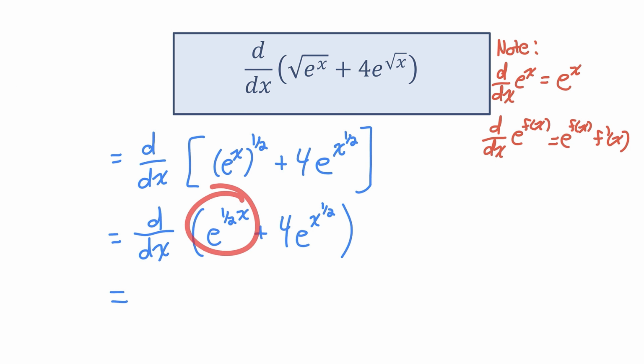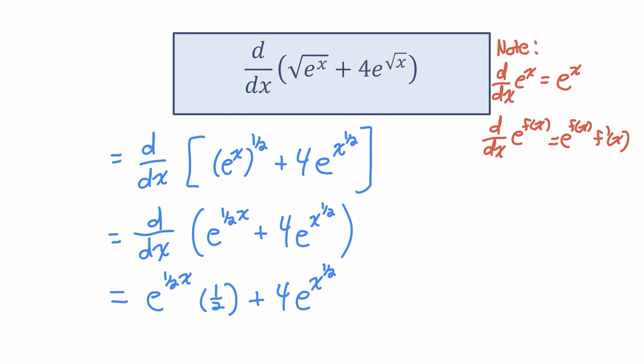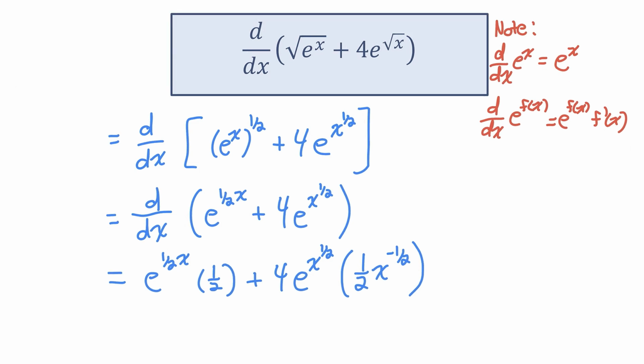So the derivative of my first term is e to the half x times the derivative of a half x, which is a half, plus 4 times e to the power of x to the half, and then multiply that by the derivative of x to the half, which is a half x to the negative a half.